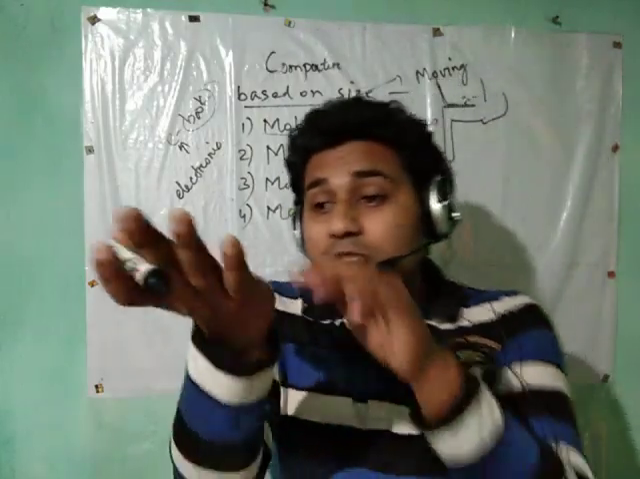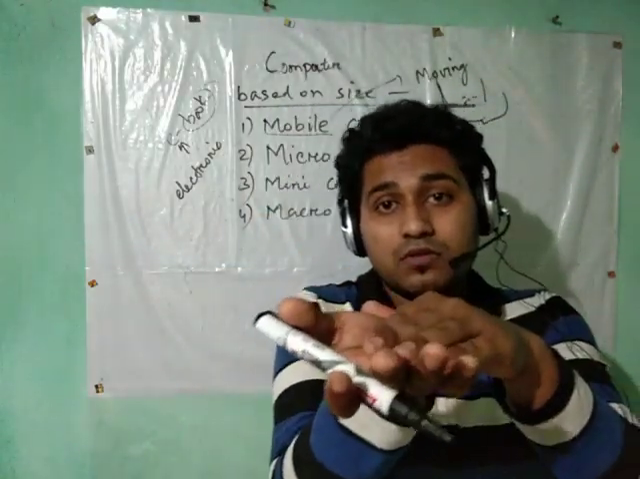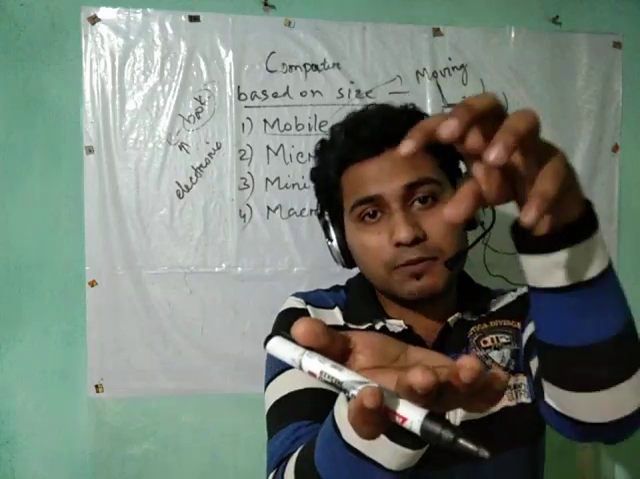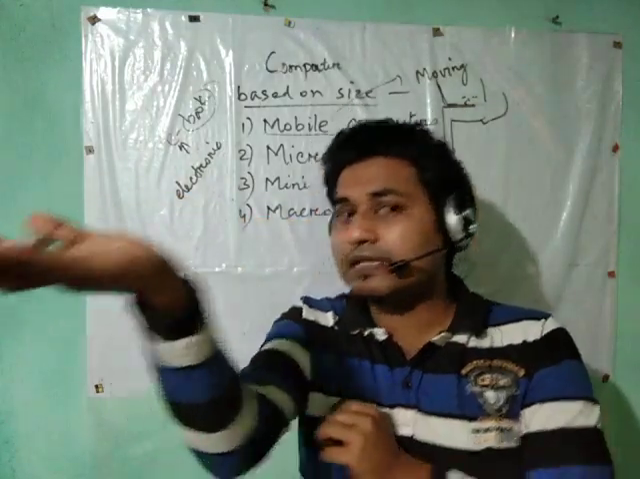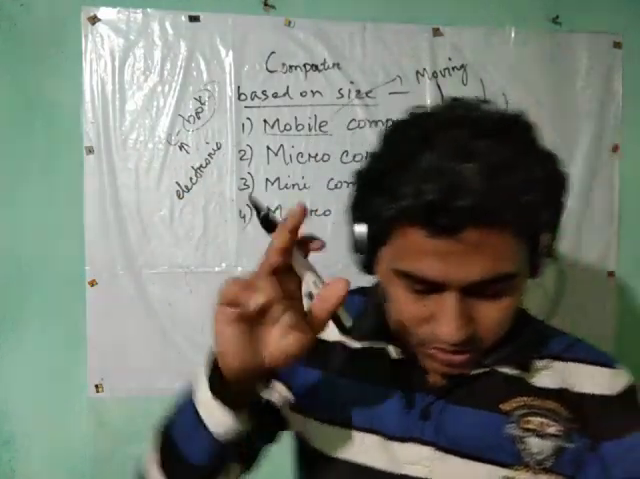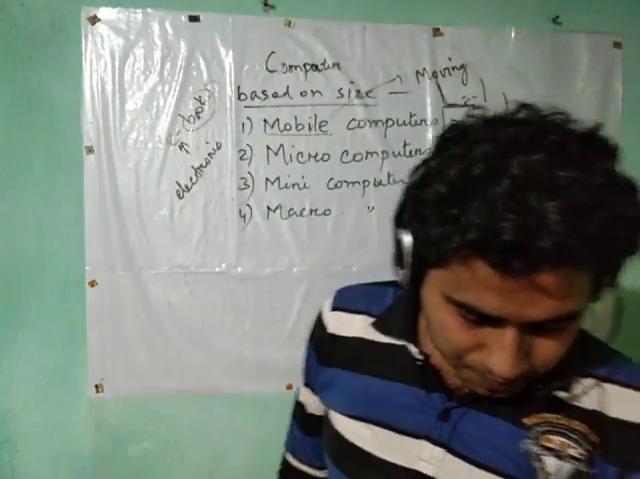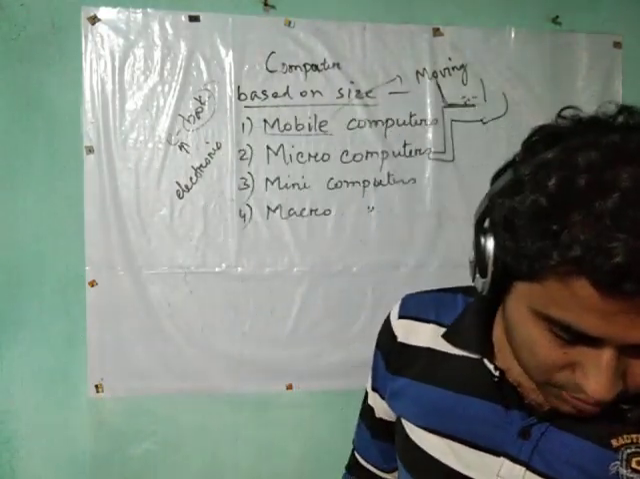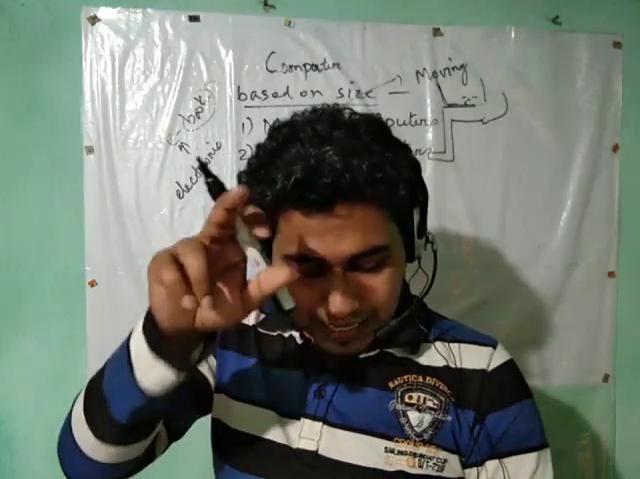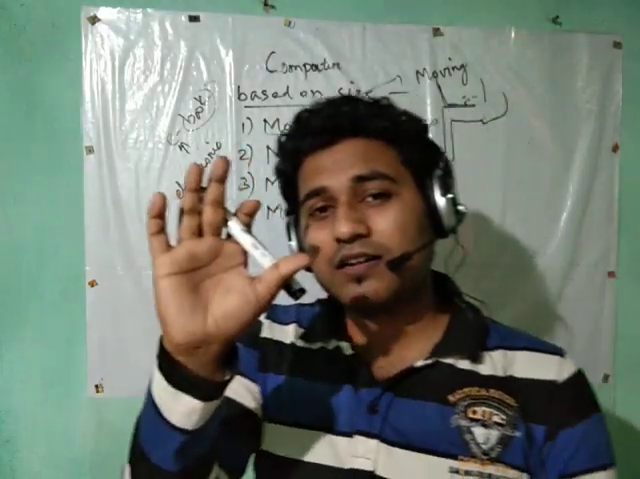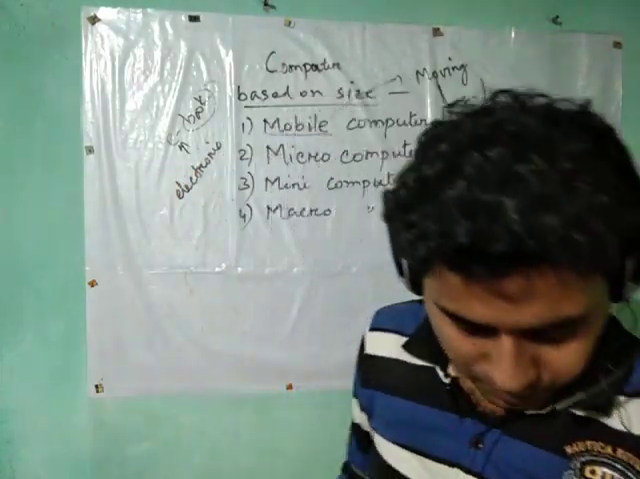Now palm top means palm ke upar. On the palm you can put that device and you can carry it like this. Okay, I hope you got it. So it is called palm top. Now these handheld devices can function as a cell phone. Yes, like a cell phone I can use it.